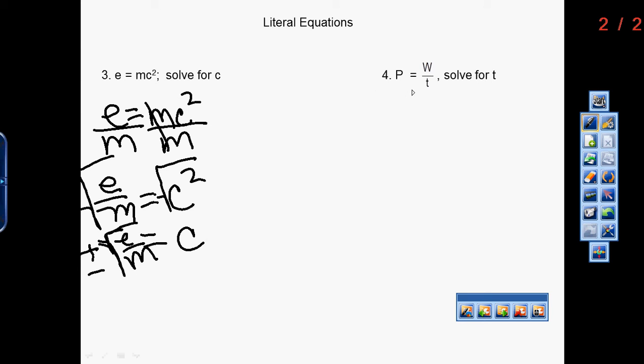So I'm going to do the same here. This time I want to solve for t. Well, you notice t is at the denominator. So first thing I got to do is make t a numerator. So I'm going to take p equals w divided by t.